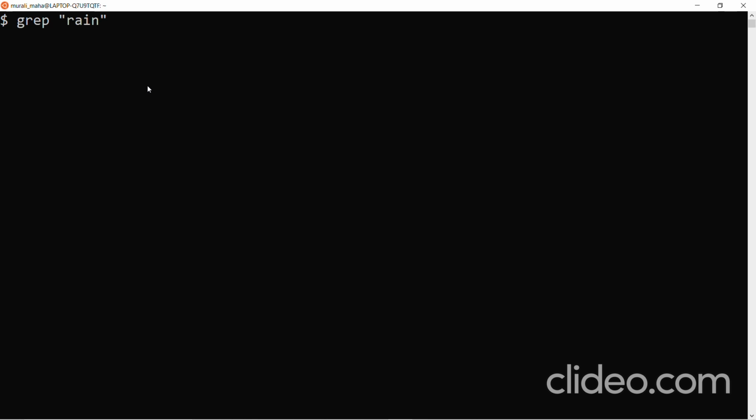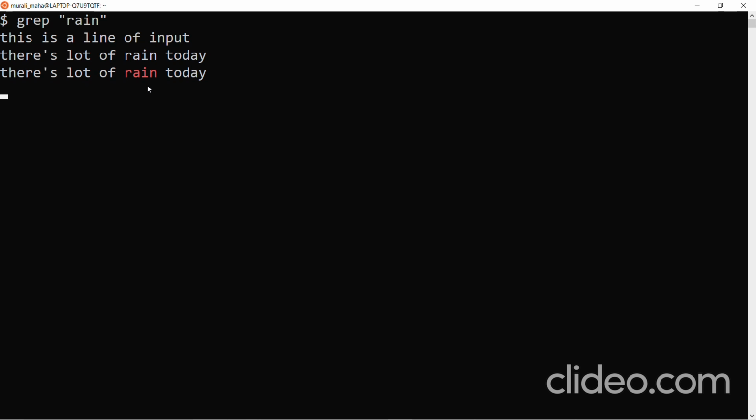Now let me enter some lines of input. It doesn't find the matching pattern in this line. Hence, it doesn't select this line. Next. Yes, this line contains the matching pattern, and hence grep selects this line for taking action. What is the default action? Printing the line. Control D for terminating grep.